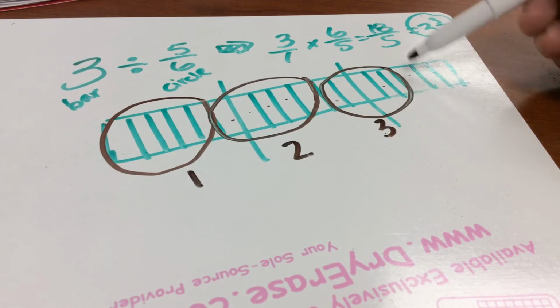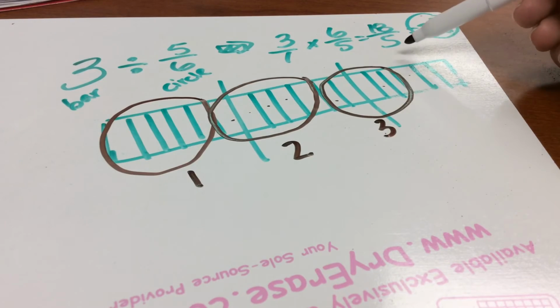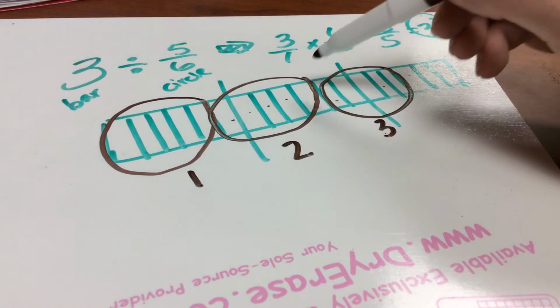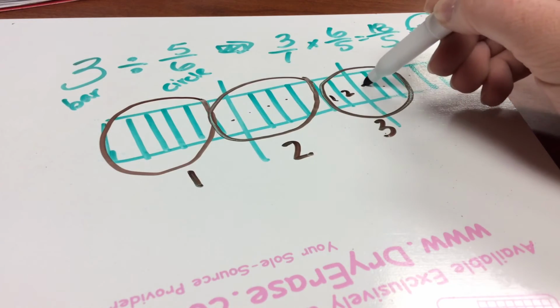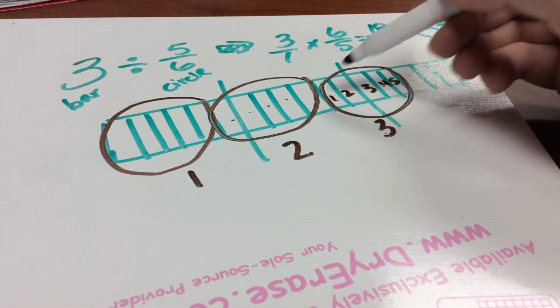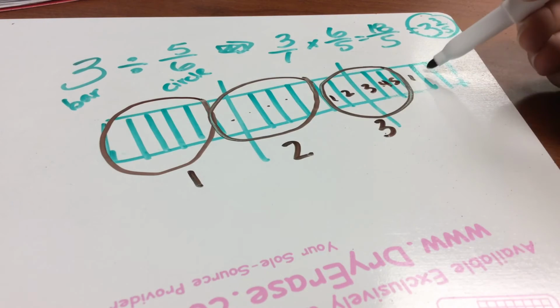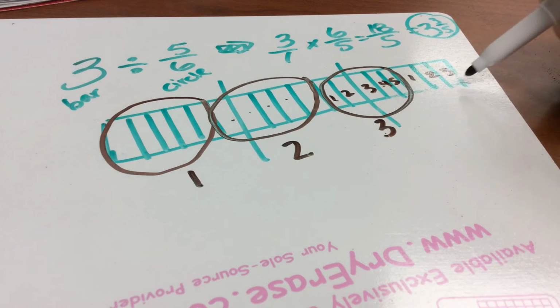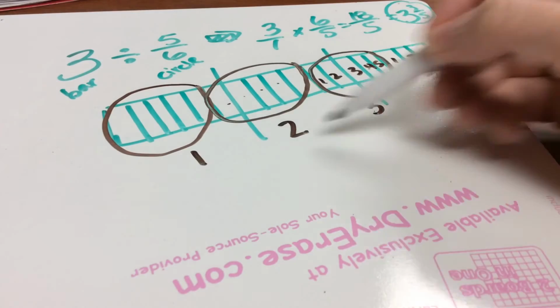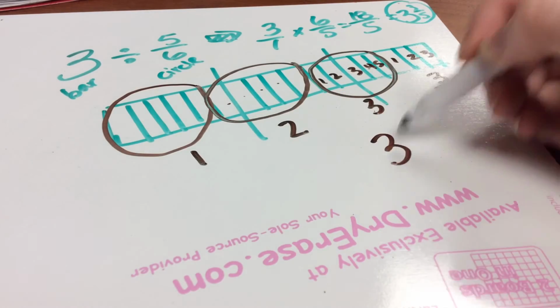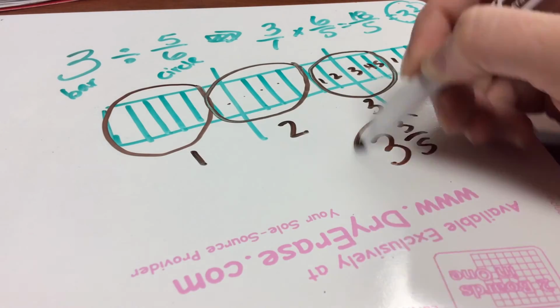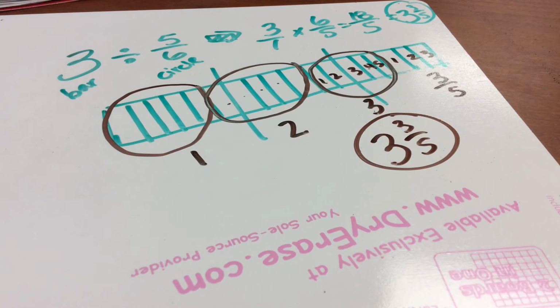We cannot think about what's left over. We have to think about, okay, each group had how many in it? Well, we had 1, 2, 3, 4, 5. 5 are in each group. So 1, 2, 3. So 3 out of 5 is left. So my answer would be 3 3/5 left over. Let's try one more of those.